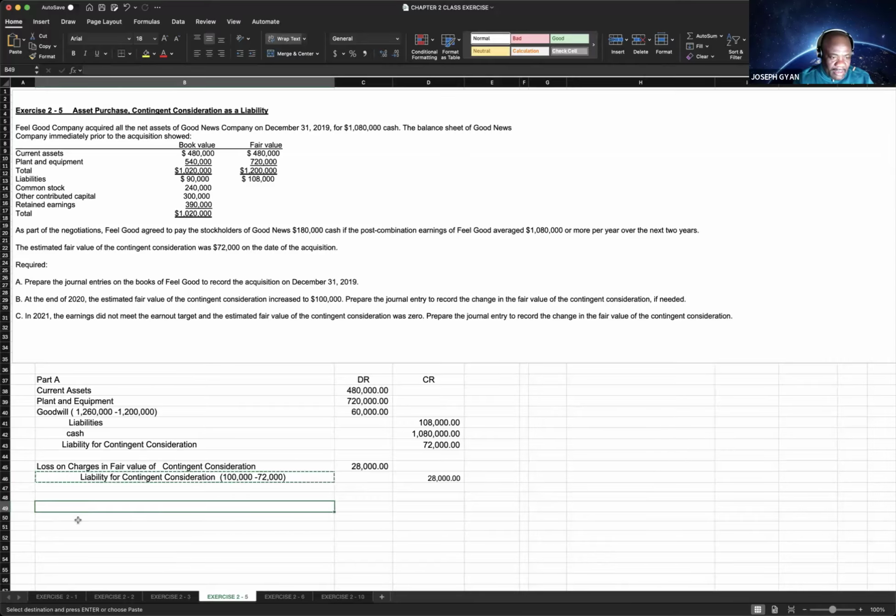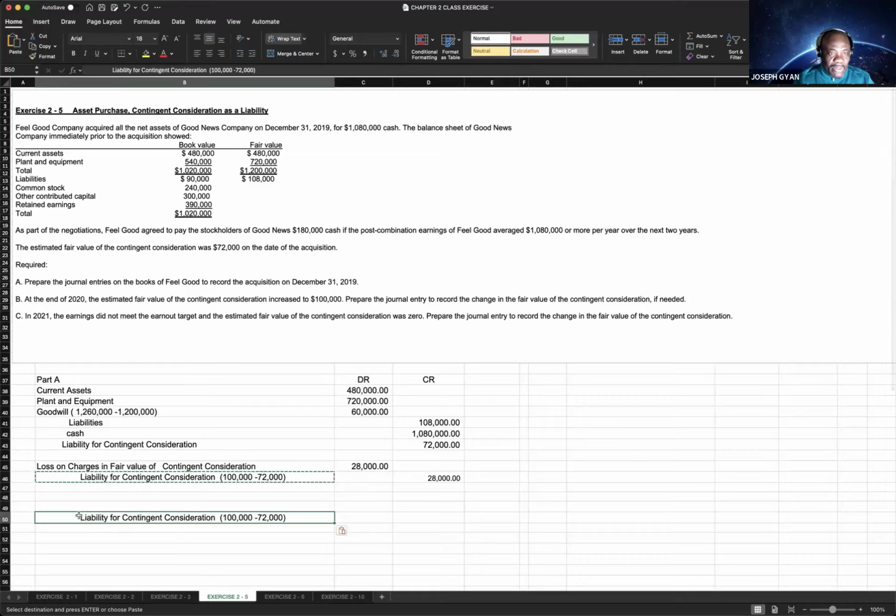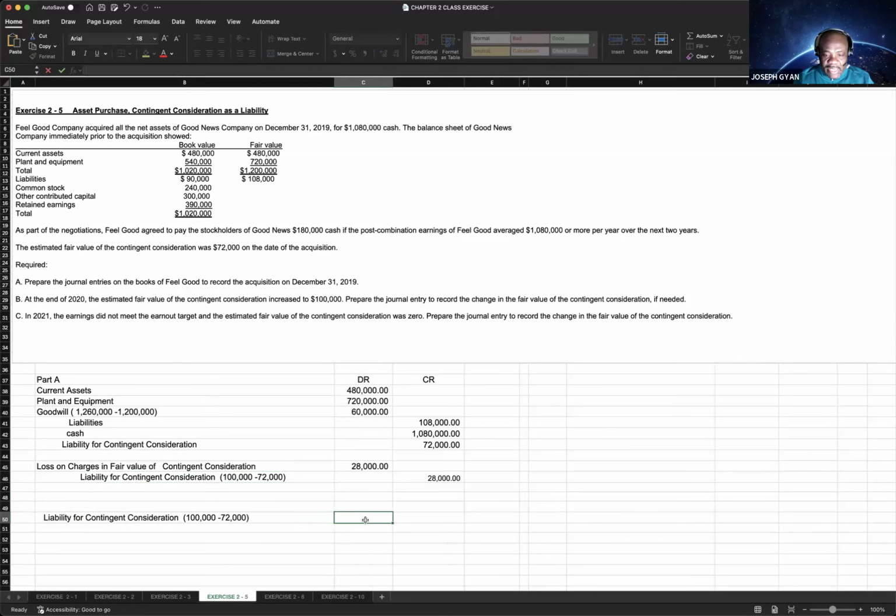Part C here, we are going to debit the contingency liability, because they were not able to meet the target. So we are going to get our money back. Now, the money is 100,000 because the market value, the last time we measured the contingency liability, was 100,000. So we are going to record 100,000, we are going to keep the 100,000, and therefore it's going to be a gain for us.